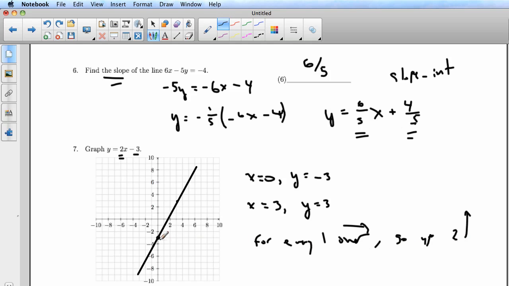And so if I do that, I can see that going over 1 up 2 puts me here. Going over 1 up 2 puts me here. Over 1 up 2 puts me here.